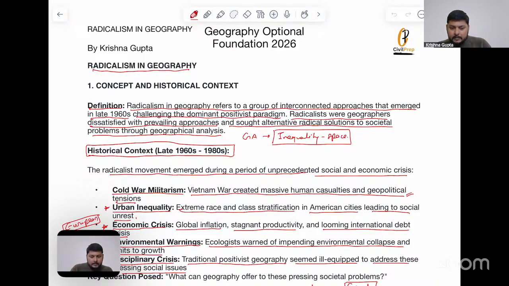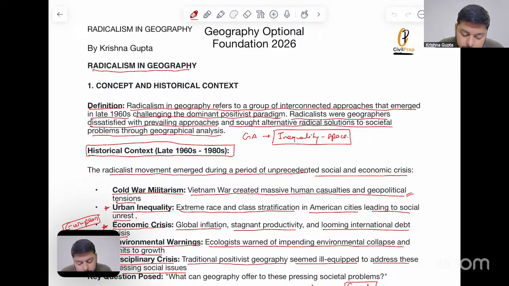So this particular second half of the lecture was dedicated to that part, so that you do not have confusion in writing any answer or approach from the perspective of postmodernism and functionalism.